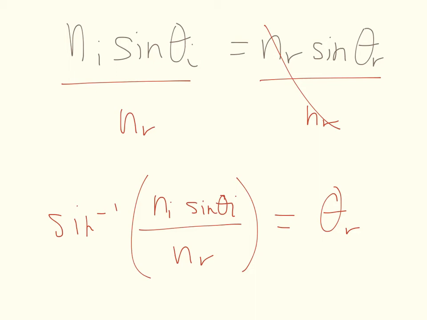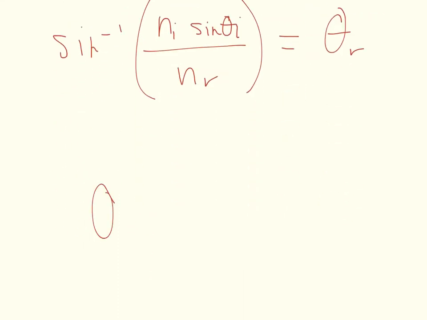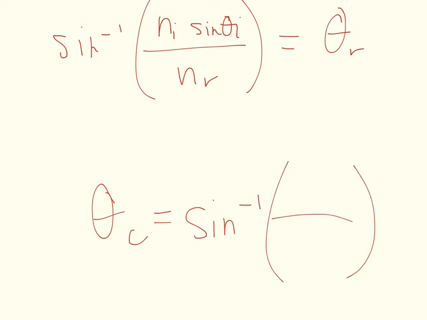Now, there's another formula, obviously, that we went over, that you should also be familiar with, and this is the critical angle formula. The critical angle equals the sine inverse of n refracted over n incident. Now, the refracted medium is usually going to be something like air, which would be a 1, and the incident medium might be glass.